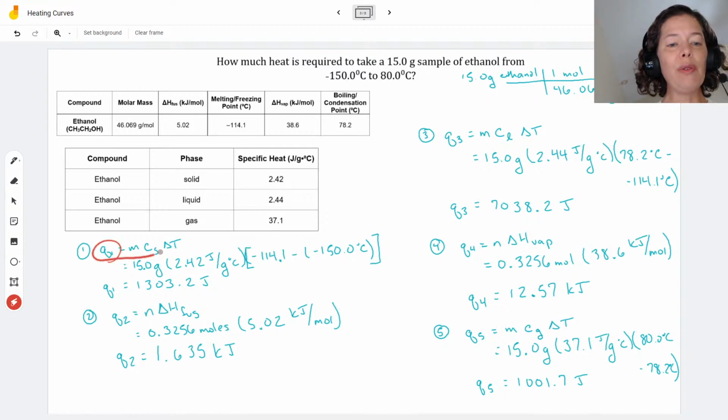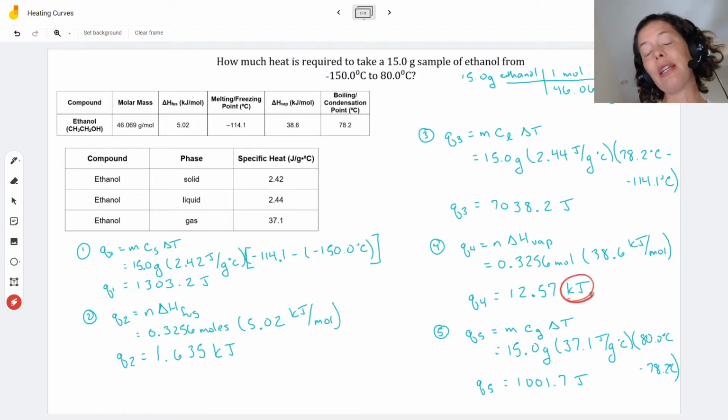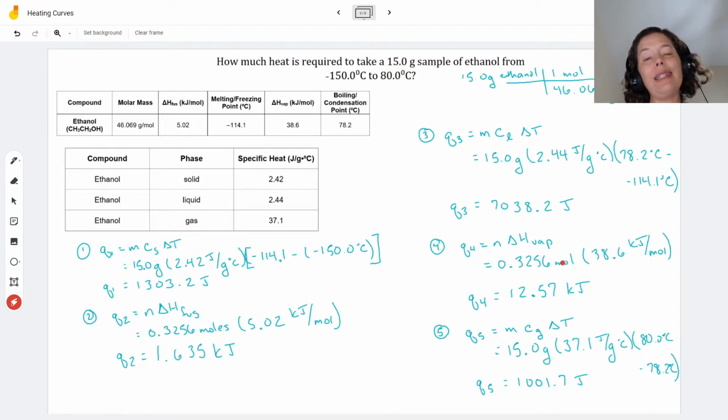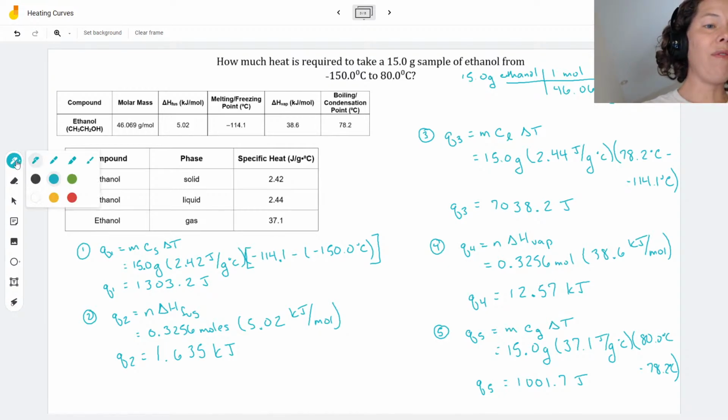When I used Q equals mC delta T, all of my answers came out in joules, which is totally fine. But when I did my phase changes, I got my answers in kilojoules. So I cannot add these as they are. I need to convert either the joules to kilojoules or the kilojoules to joules. Because this is generally a larger number, I find it easier to convert the joules to kilojoules.